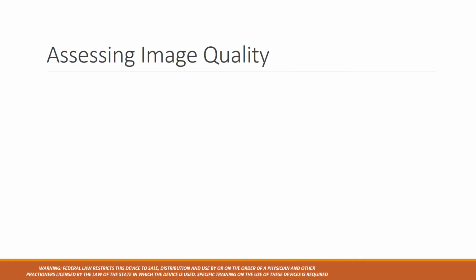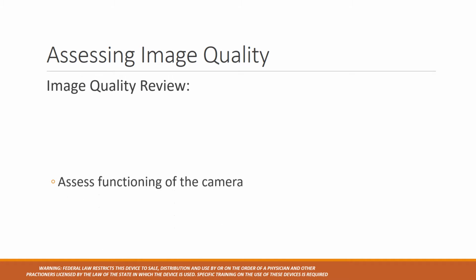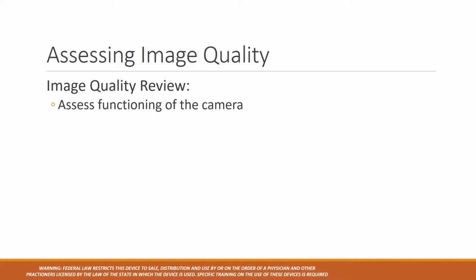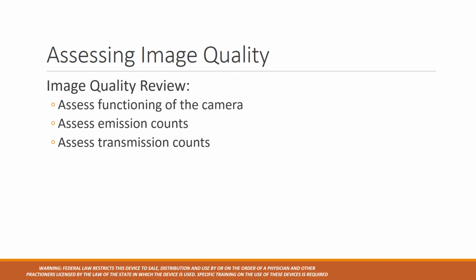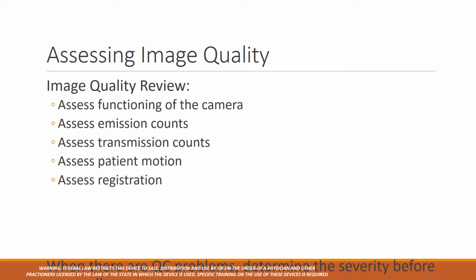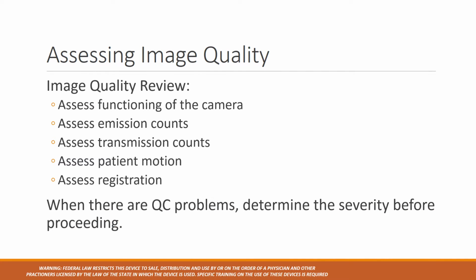Reviewing the image quality of an image begins by first assessing the functioning of the camera. Second, we assess the counts from the emission data. Then we assess the transmission counts, followed by assessing if there is any patient motion. And then finally, we assess the registration between the transmission and emission data. When there are QC problems, we need to determine their severity before proceeding to the interpretation.